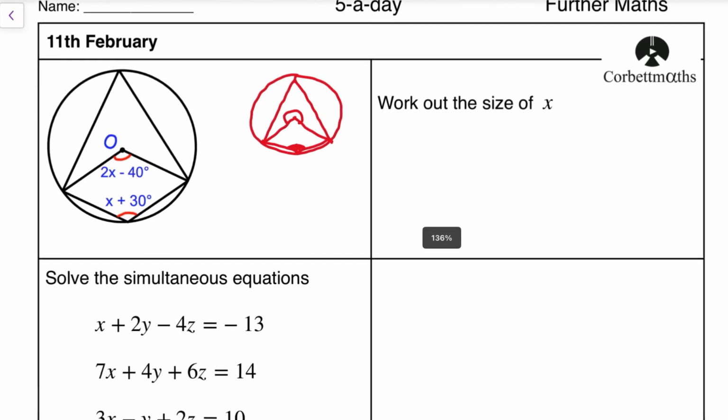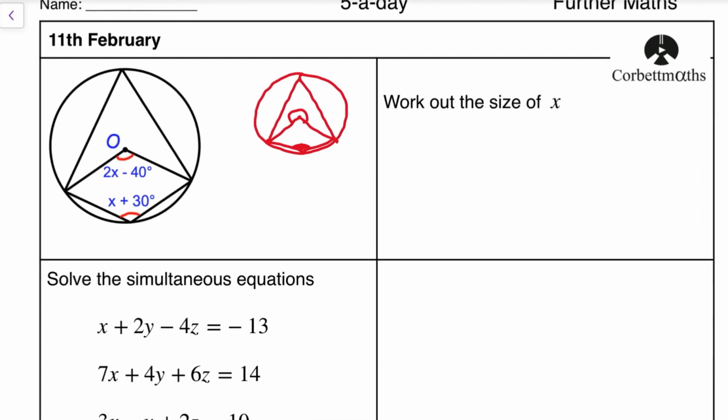So I can actually go back to working out the reflex angle at O, or I could work out the opposite angle using cyclic quadrilaterals. Let's do that, we might as well. So I'm going to call this angle here angle A. I'm going to do it slightly differently to how some of you may do it. So angle A using cyclic quadrilaterals is going to be 180 minus x minus 30, which is 150 minus x.